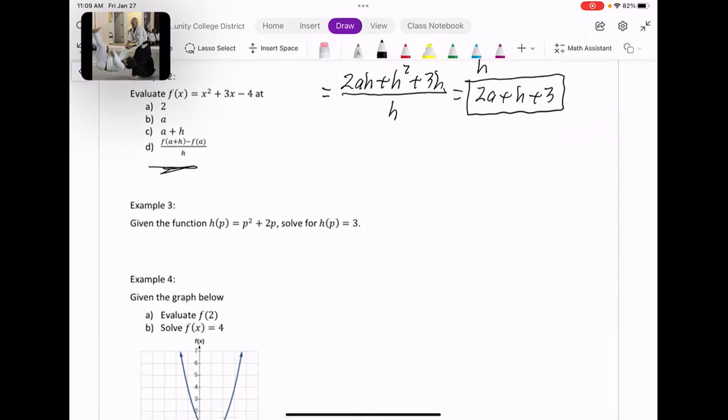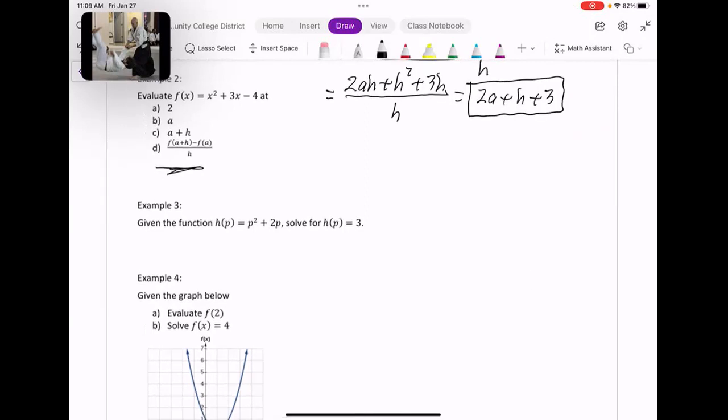For example 3, they want us to now take, instead of replacing p with something, they want us to replace h of p with 3. So I'm going to subtract that to the other side, and we're going to end up with a quadratic.